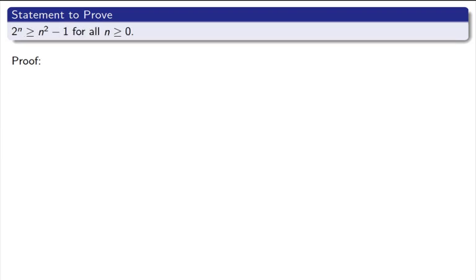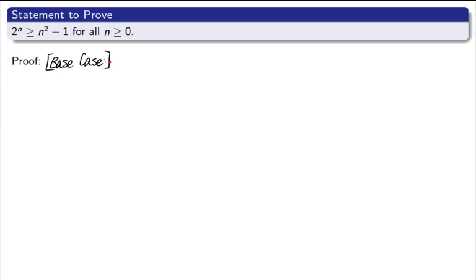Let's do the next example. 2 to the n is greater than or equal to n squared minus 1 for all n greater than or equal to 0. Let's start off with our base case. For the base case, we would start by letting n equal 0.